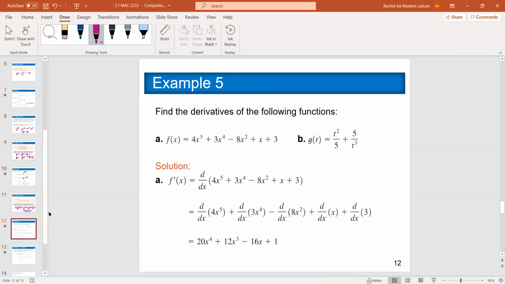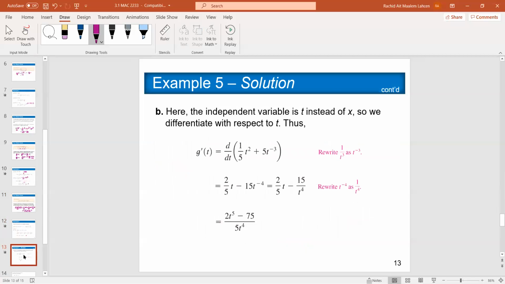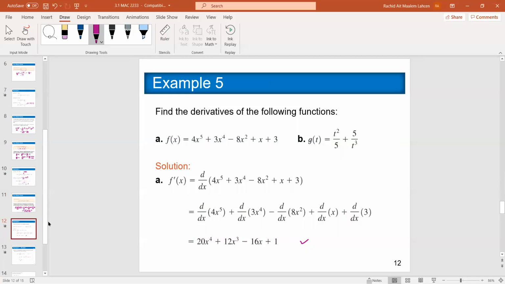F is similar to the one I did, so you can pause the video and do this one. But I'll talk about number B, or the second one. Just to distinguish, if this is t squared divided by 5, we should know that that's similar to t squared multiplied by 1/5. So that's what we want to understand.